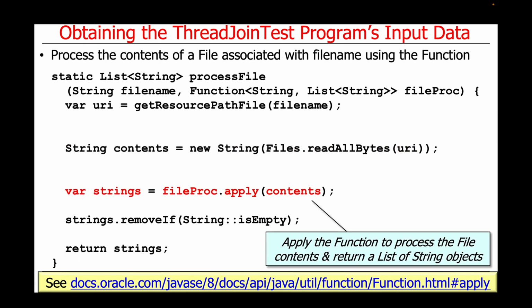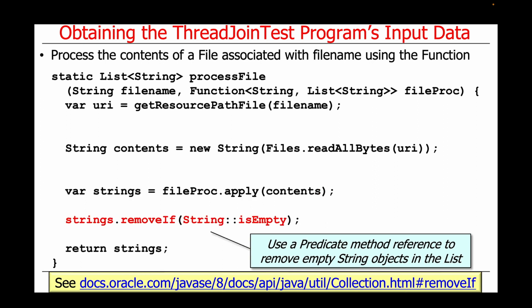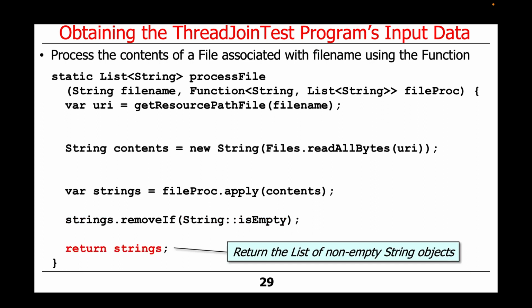The processFile method implementation now calls the fileProc function parameter to process the file contents and return a list of string objects. The removeIf method is then called on the strings list and is passed the String isEmpty predicate method reference to remove empty string objects from the list. Finally, the list of non-empty string objects is returned to the caller.